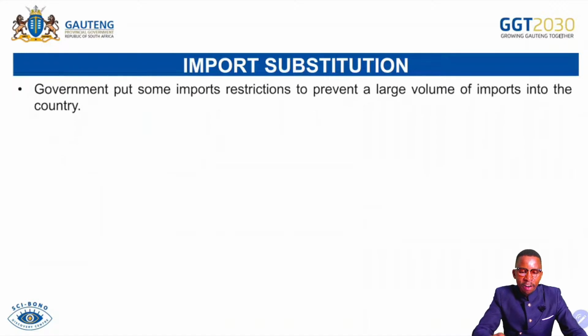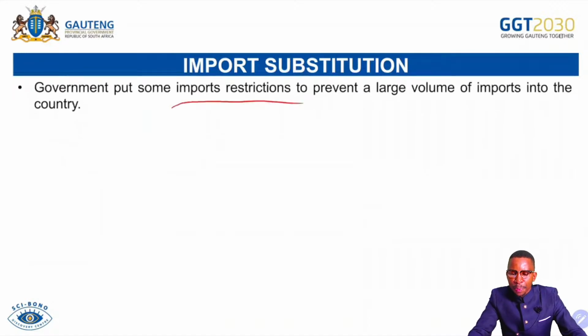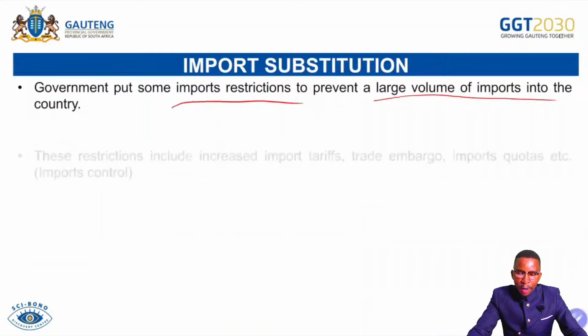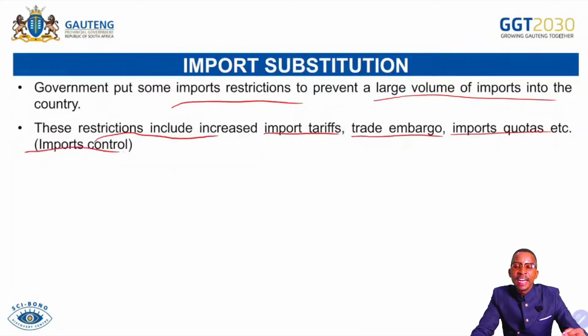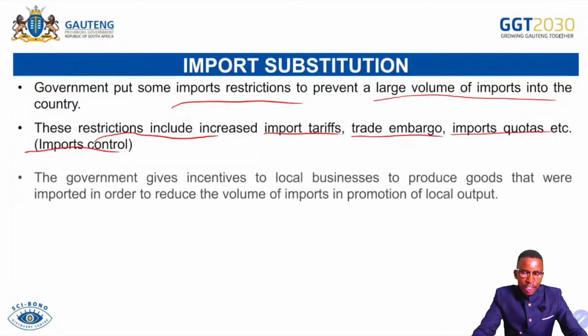Import substitution. Government puts some import restrictions to prevent a large volume of imported goods into the country because as goods are imported highly into the country, more money will be flowing out of the country. So should the state intervene by putting some restrictions here, like import tariffs and import quotas, what will that lead to? It will lead to fewer goods and services flowing in and less money going out to pay for imports. These restrictions include import tariffs, trade embargo, import quotas, etc. So these are some of the import restrictions, but they will be discussed in more detail under the import substitution topic.